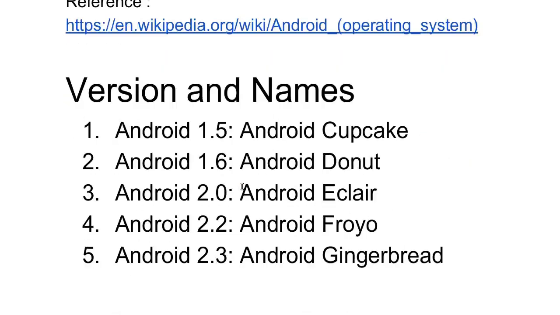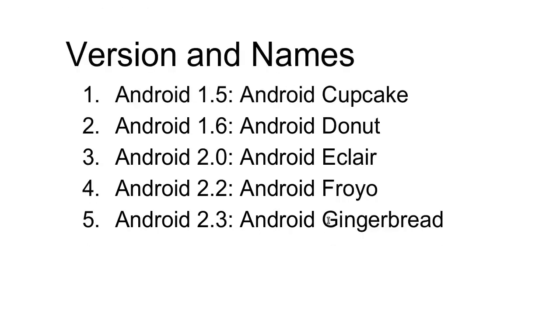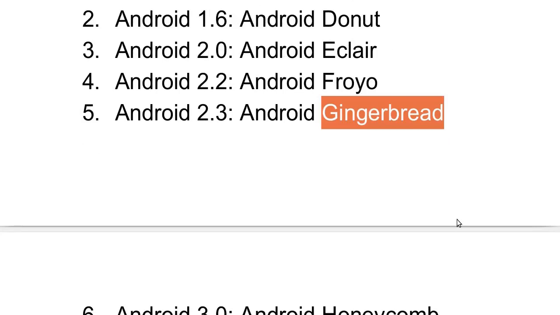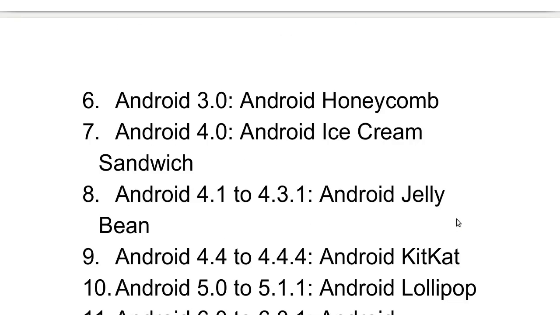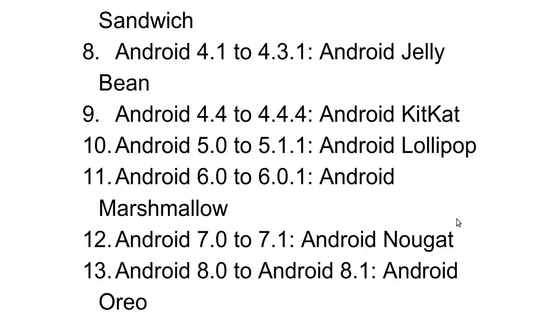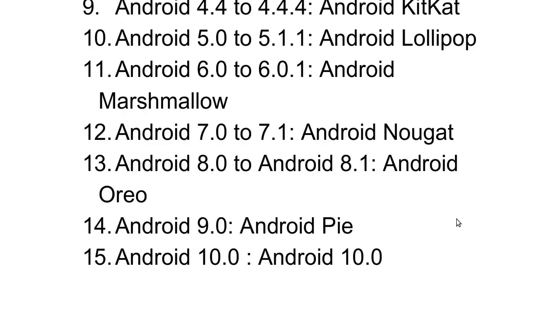Then comes the versions and the names. As you know, the oldest version is Android 1.5 with the name Android Cupcake. Then initially the releases are like 1.5, 1.6, 2.0, 2.2, 2.3. So 2.3 is Gingerbread. You don't need to remember all these names. You just need to remember the latest version and a few versions before the latest version. So here the latest version is Android 10 and its name is Android 10. And before that we have Android 9.0, that's Android Pie.